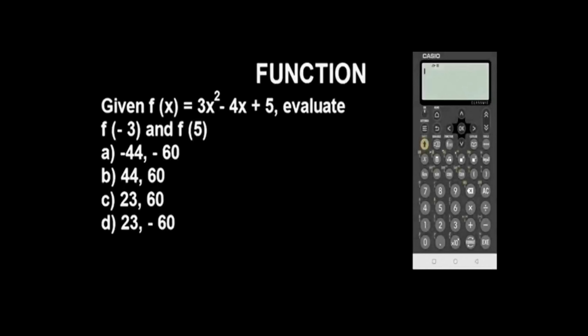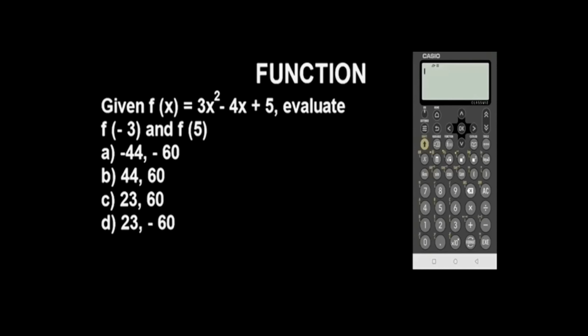We are going to learn how to solve this kind of function problems using this Casio fx-991CW scientific calculator, and also solve multiple choice questions. Alright, so this will be very easy to do with this calculator. Let's get started. The question says, given f of x equals 3x squared minus x plus 5, evaluate f of -3 and f of 5.